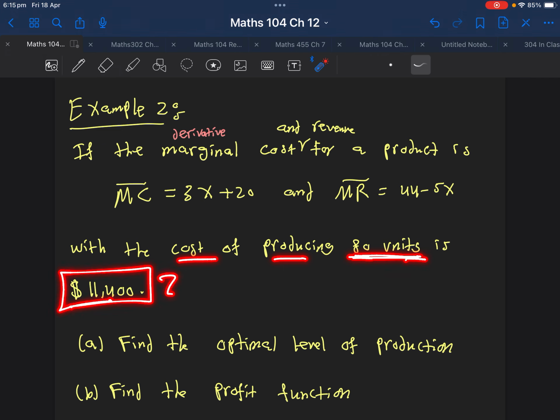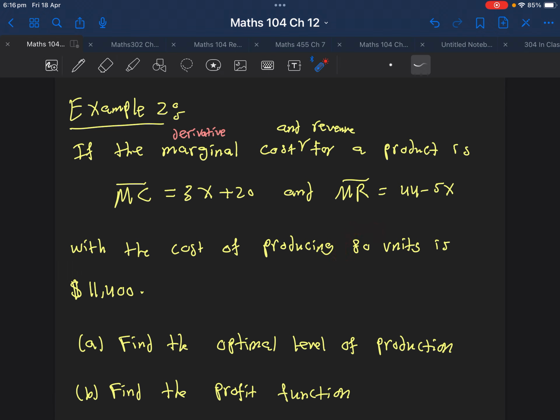Now, the cost of producing 80 units is $10,400. Why do I have this information? Because when I do integration, there is a constant of integration. And how to find the constant of integration? I plug x equal 80, I will get that constant.